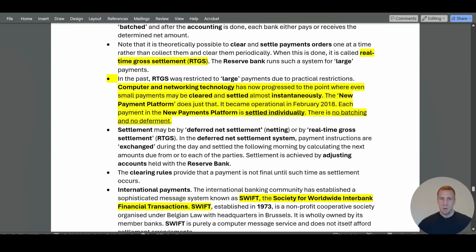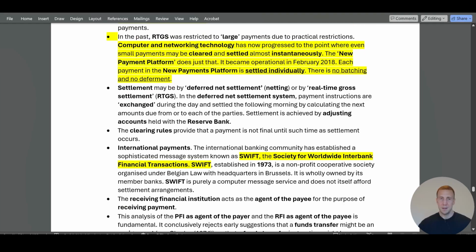In the past, real-time gross settlement was restricted to large payments due to practical restrictions. Computer and network technology has now progressed to the point where even small payments may be cleared and settled almost instantaneously. The new payments platform does just that. It became operational in February 2018. Each payment in the new payments platform is settled individually. There is no batching and no deferment.